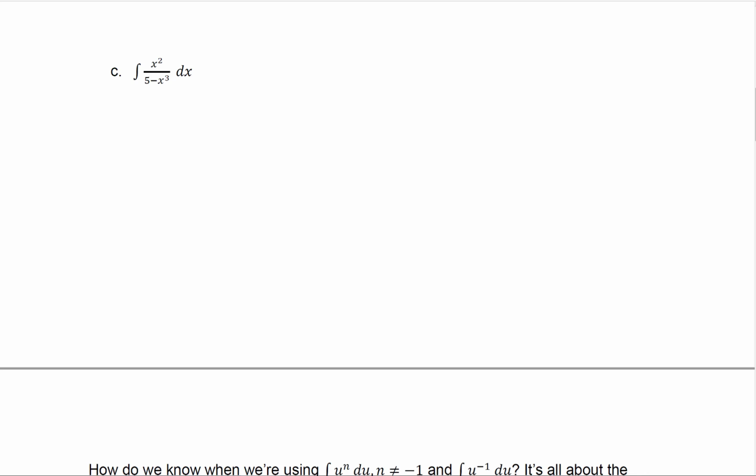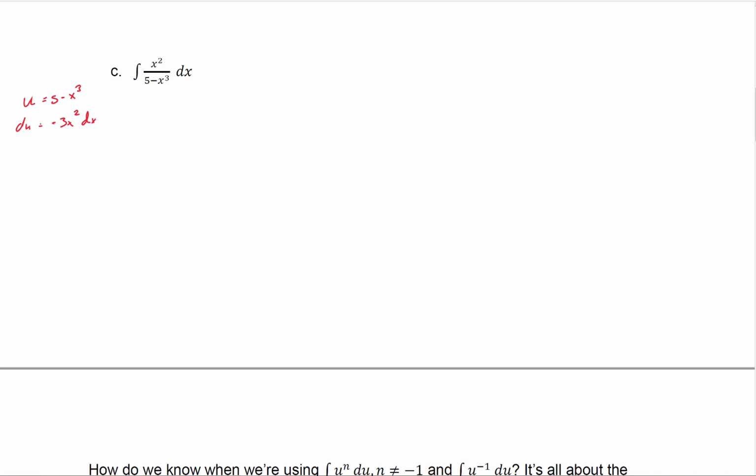All right, so C, the integral of x squared over 5 minus x cubed. Same idea, right? So u we're typically going to let be our denominator, in this case 5 minus x cubed. So again, we're thinking 1 over u du, or u to the negative first du, right? So u equals 5 minus x cubed. du equals negative 3x squared dx. Uh-oh, these don't match, right? So how can we make these match?